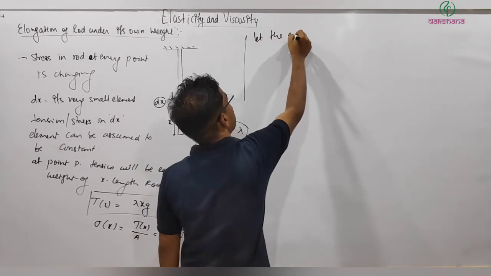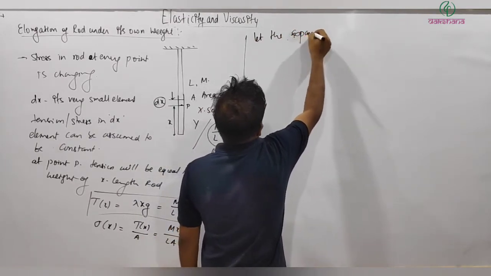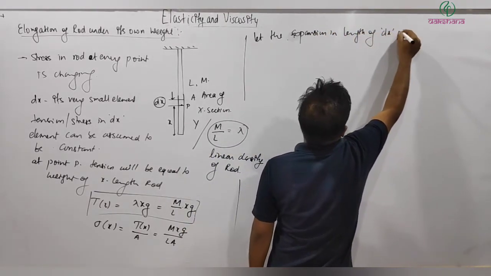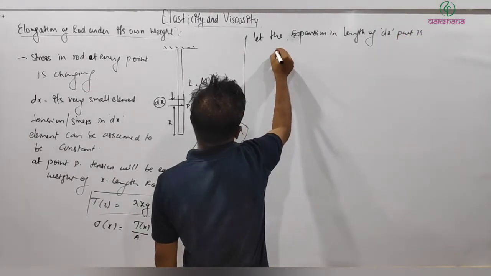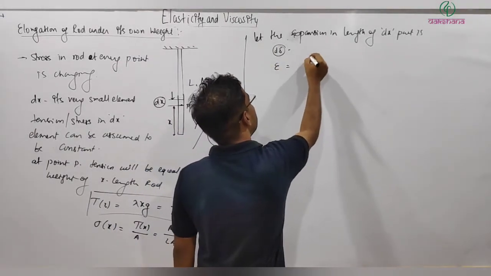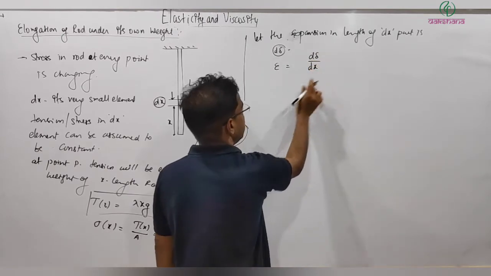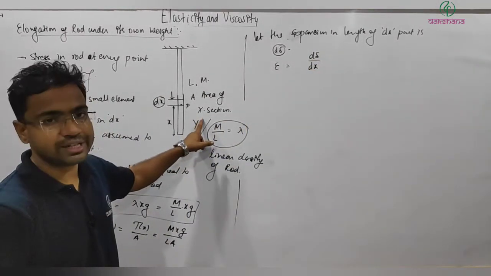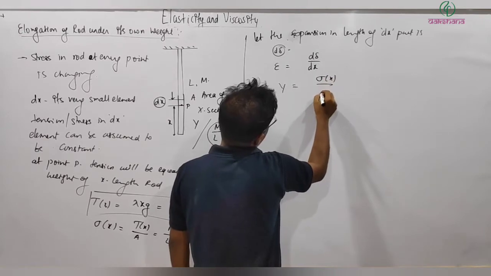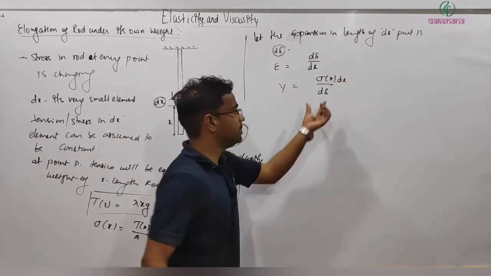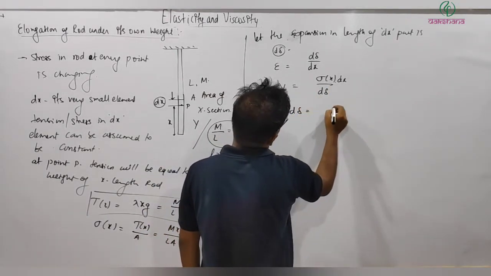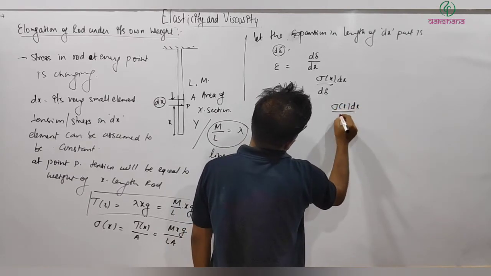So let the expansion in length of the dx part be d delta. d delta is even smaller. Then I can write strain is equal to d delta divided by dx. This is the strain. Stress I already got, Young's modulus is already there. So Y is equal to stress divided by strain, which is sigma x divided by d delta over dx. Now we are asked to find the total expansion or total extension. So this implies d delta is equal to sigma x into dx divided by Young's modulus.